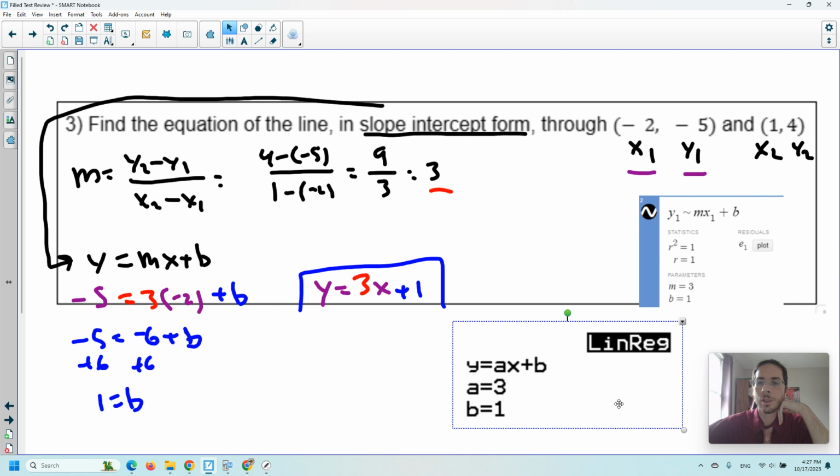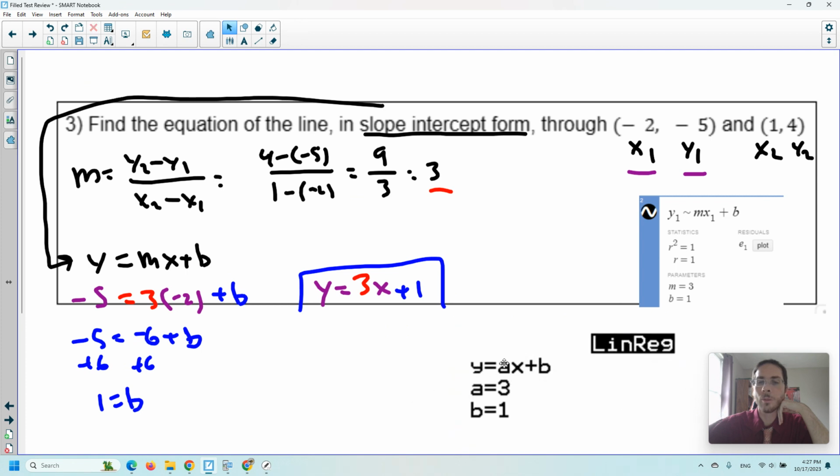So there we go. And this one's kind of nice because it does tell us the form right here. So put 3 in for A, 1 in for B, and then that gives us the answer. So that's what we got. So that's one way to do it. You do it by hand, or if you want to use the technology, that's how you would do it with the technology. So that's a couple different ways.